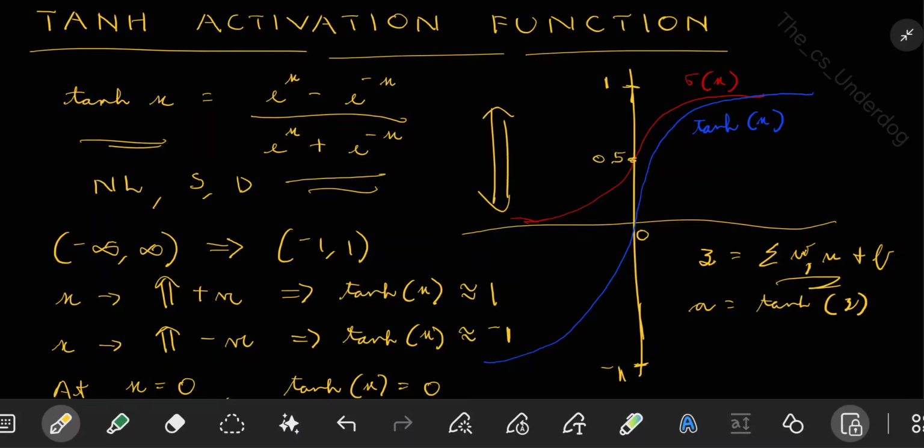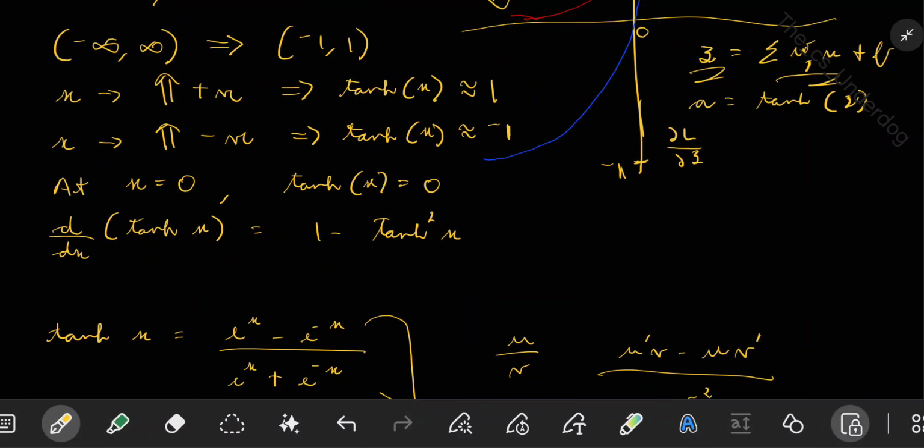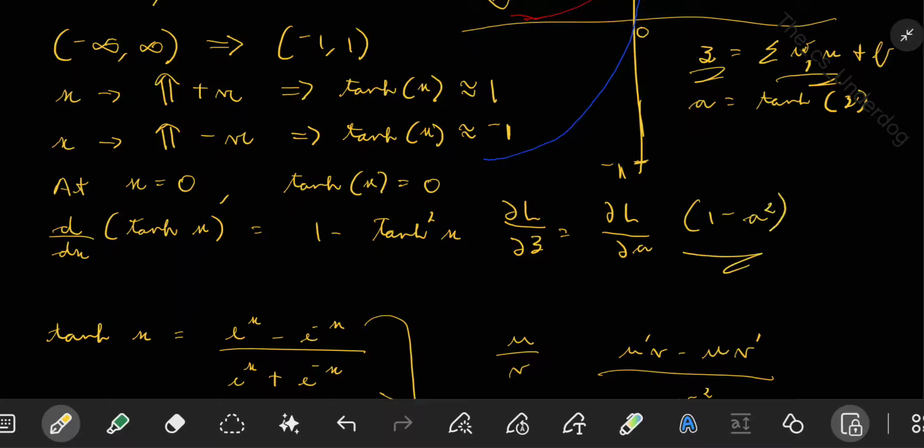If this is the scenario, then when you take the derivative with respect to this z, what happens? Del L by del z can be written as del L by del A, the activation, into del A by del Z. This is how you will write. And with tanh, this del A by del Z can be directly written as 1 minus A square. Why? Because the derivative of tanh is 1 minus tanh square. That is why you can directly write this as 1 minus A square. So this is how you can solve it when you are using it in neural networks.